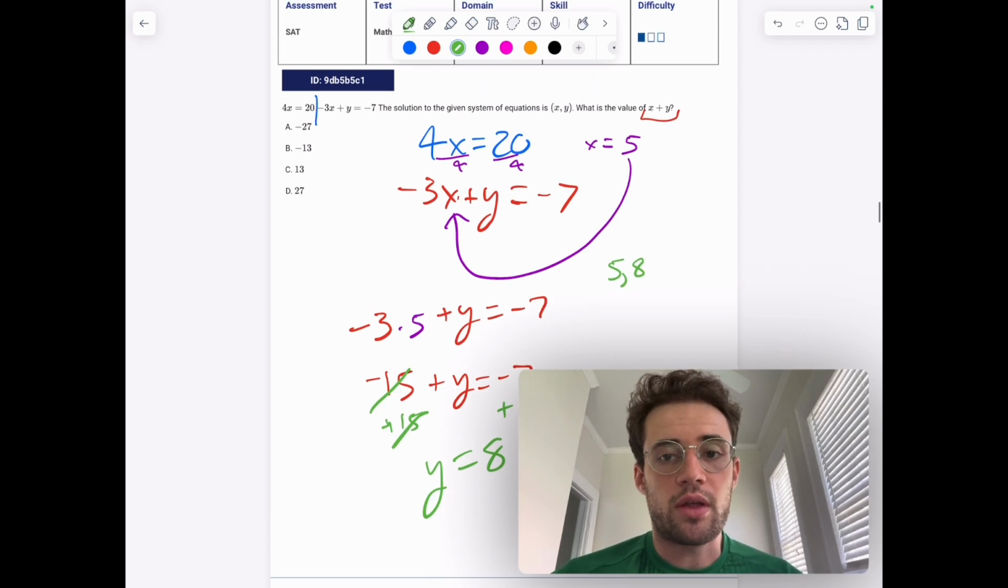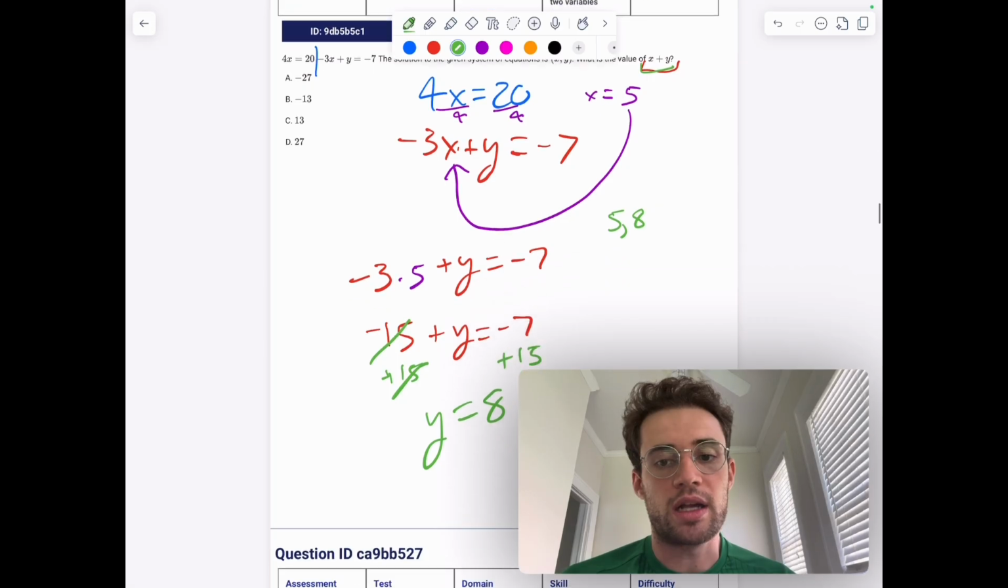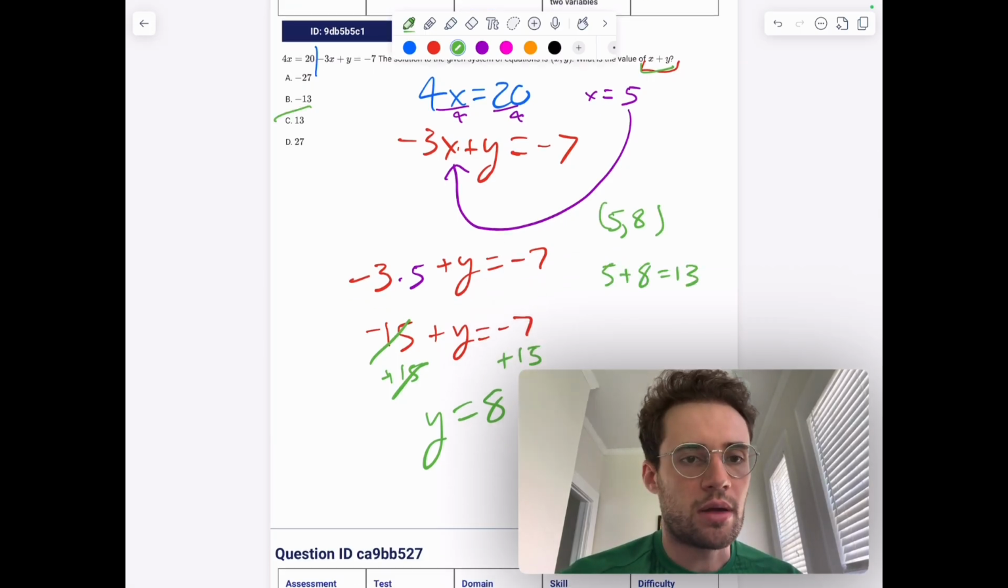That's not what we're looking for here, though. They want the sum of x and y. So we're going to add up 5 and 8, which gives us 13. That would be choice C.